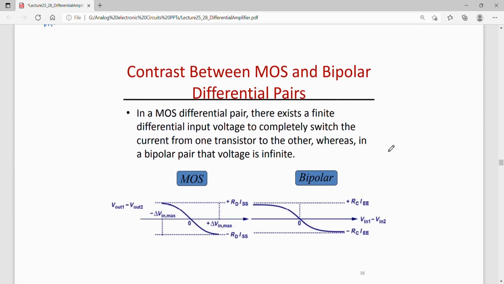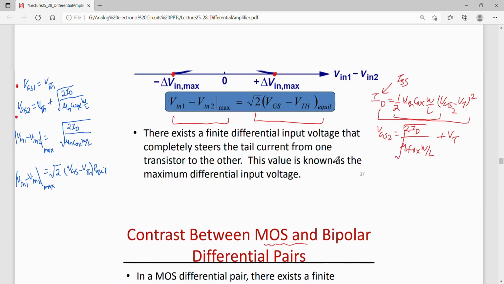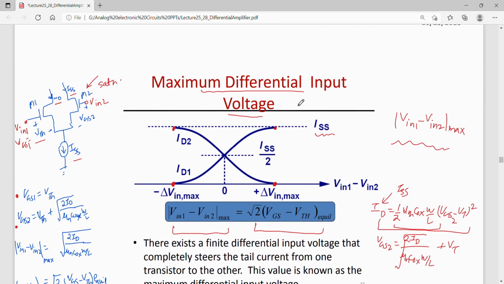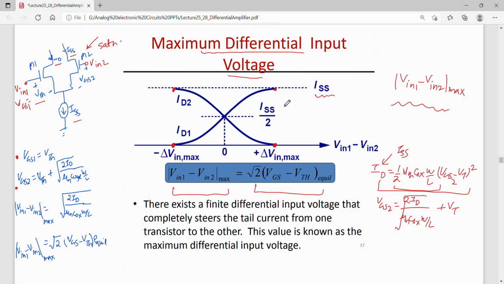Now if I try to compare MOS and bipolar based differential pairs, I will find that the maximum differential input voltage for a MOS based differential amplifier is a finite value. But for a BJT based differential pair, this maximum differential input voltage is undefined or infinite, one can say.